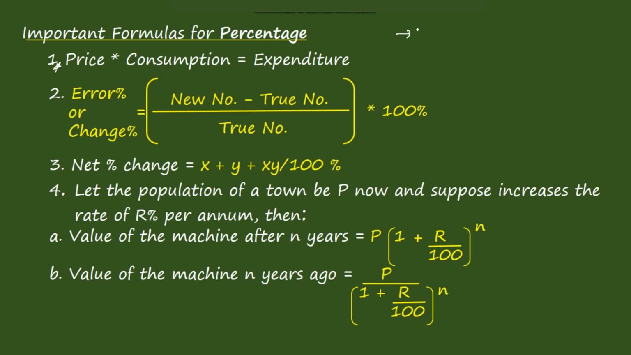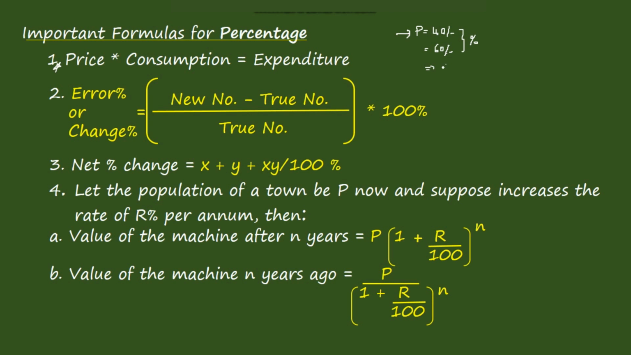Okay, if you consider the price of sugar was 40 rupees. Okay, now it has been changed to say 60 rupees. Then they will be asking what is the change percentage. Okay, then we can use this particular formula. The formula is new number minus true number by true number. Okay, new number is nothing but 60, true number is nothing but 40.